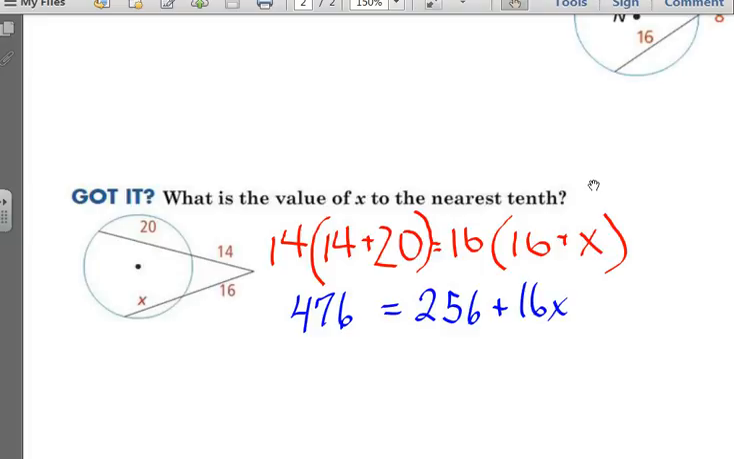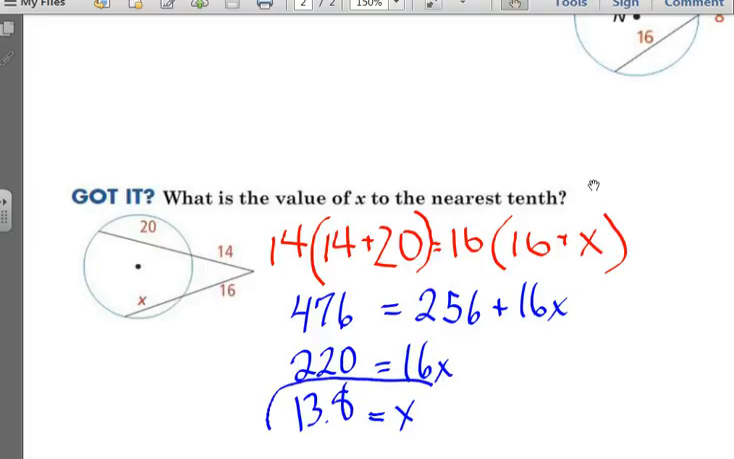And then we can subtract the 256 from both sides. That's what, 220? Yeah. X is 13. Sorry, was it 13 perfect? 13.8. Any questions?